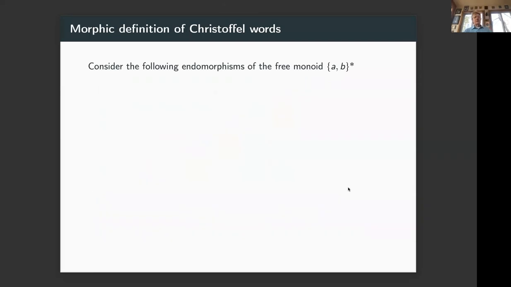Now I give another definition; there are many equivalent definitions of Christoffel words. One is the morphic definition. You take the free monoid over two letters and you define two endomorphisms, G and D tilde. The notation comes from Berstel and Séébold, so I am faithful to their notation. G is for gauche and D is for droite. And you consider these two endomorphisms.